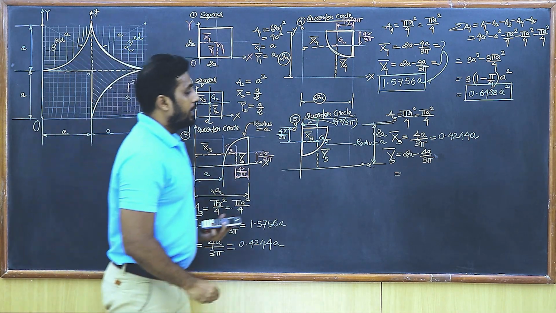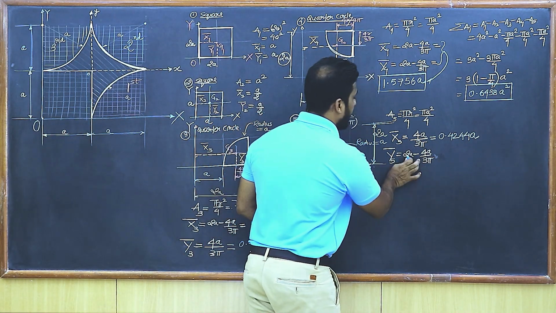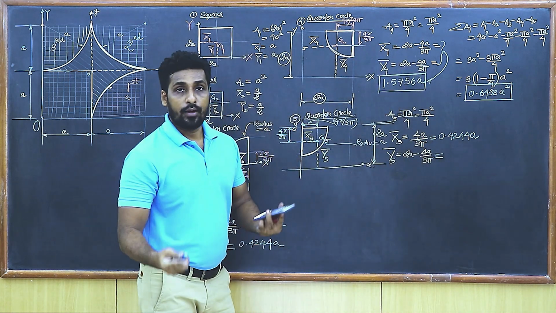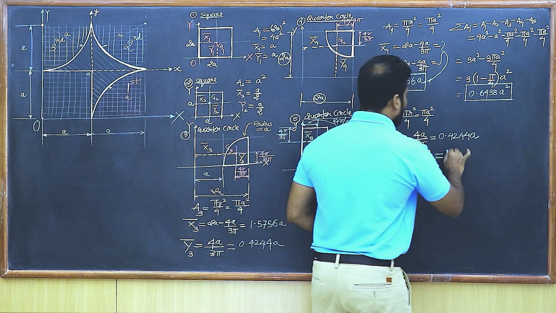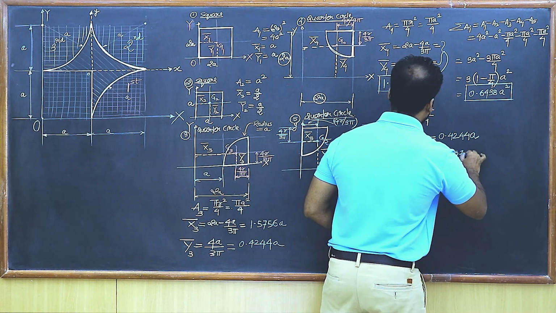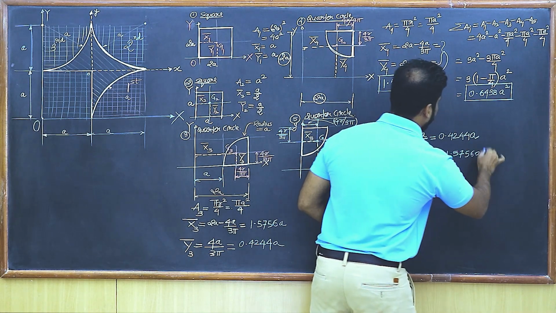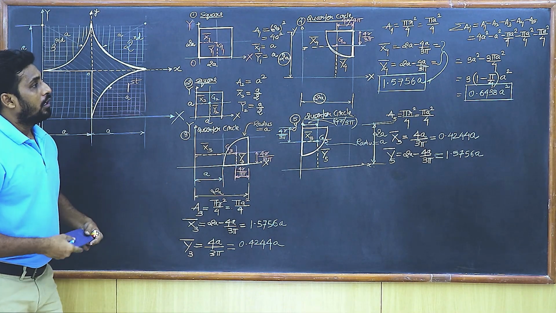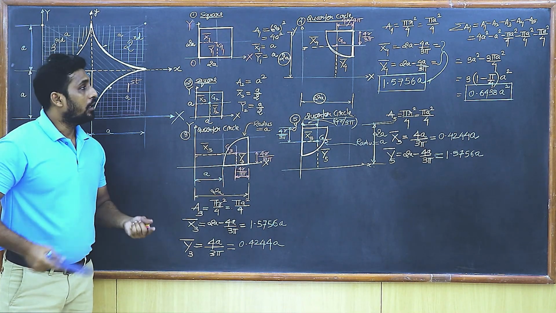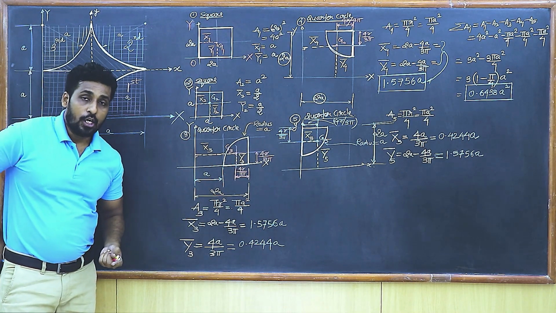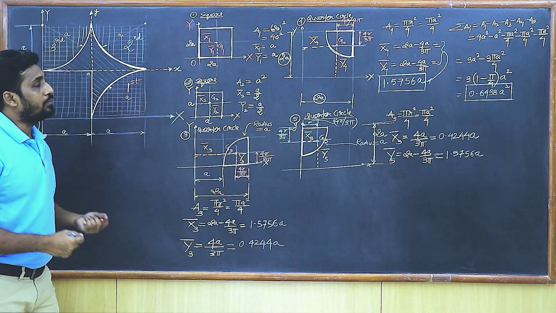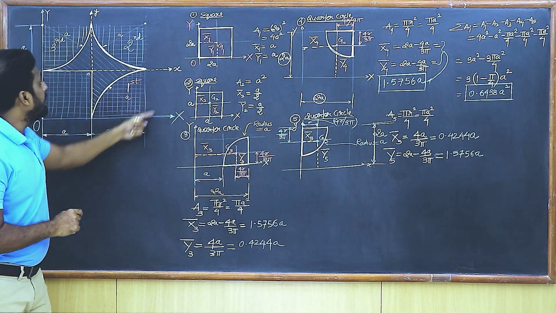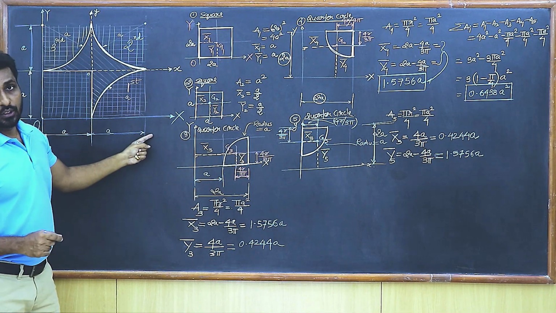And finally, the value of y5 bar, students. So y5 bar is going to be how much? 2a minus 4a upon 3 pi. So 2a minus 4a upon 3 pi is 1.5756a. So I write here 1.5756a. So I've got all the values of areas and x bar and y bar. Now that I've got the values of area, x bar, y bar, I'm in a position to find x bar, y bar for the entire composite shape.